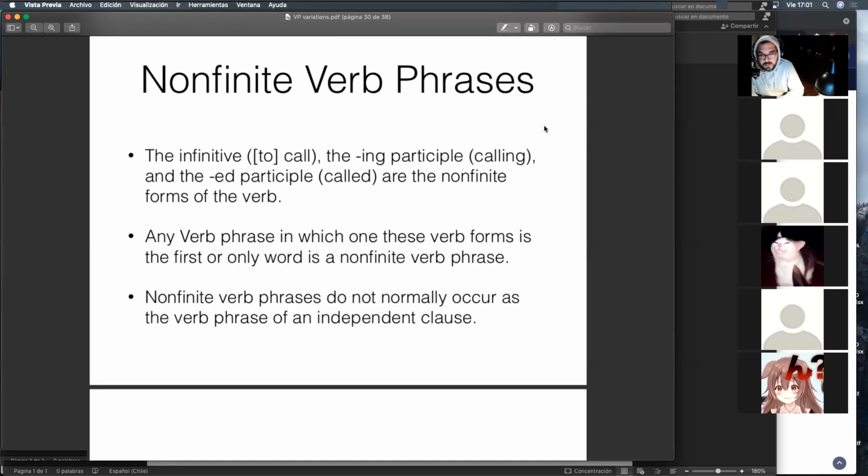Nothing new. Non-finite verb phrases do not normally occur as the verb phrase of an independent clause. No, they won't happen. It won't happen in that way. Non-finite verb phrases are for subordinate clauses, which means clauses inside of another clause, right? Just like the ones in the example I already told you.